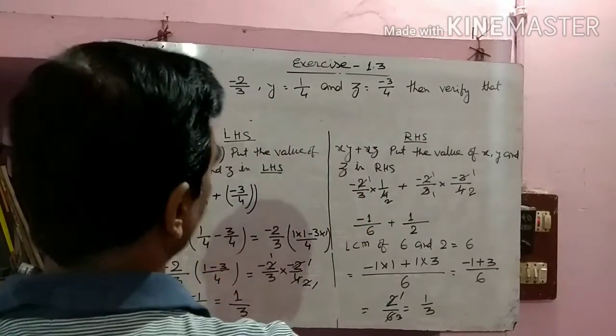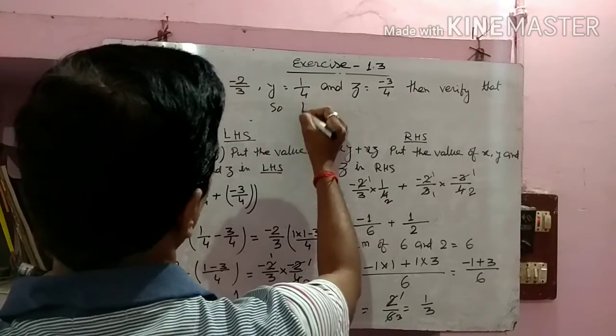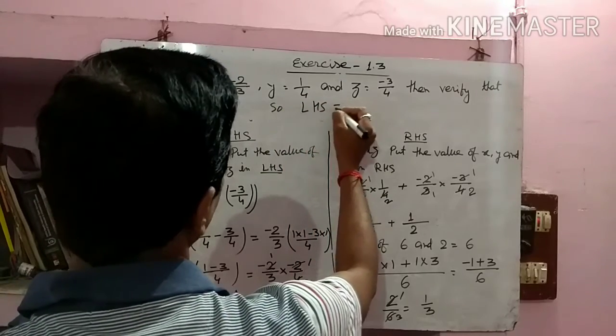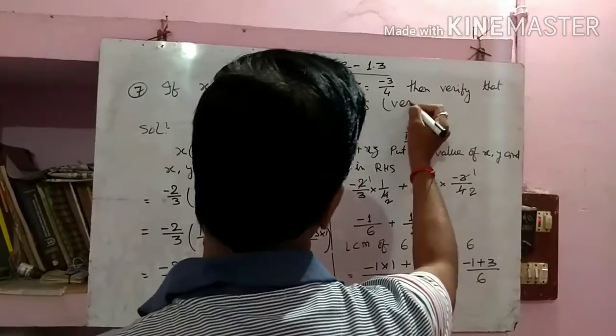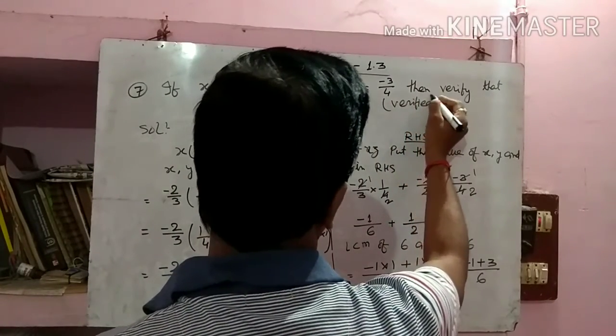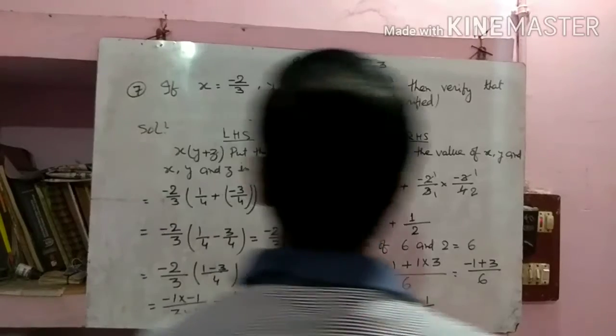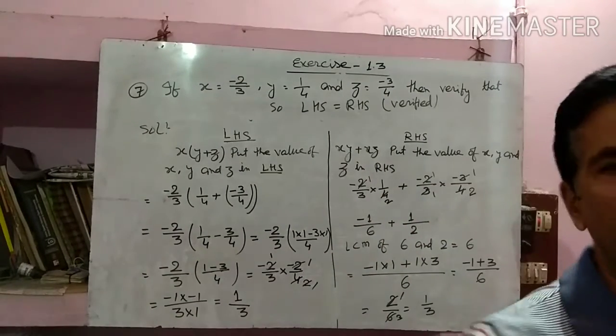So after that one, LHS is equal to RHS, which is verified. Okay, so pause the screen and write it.